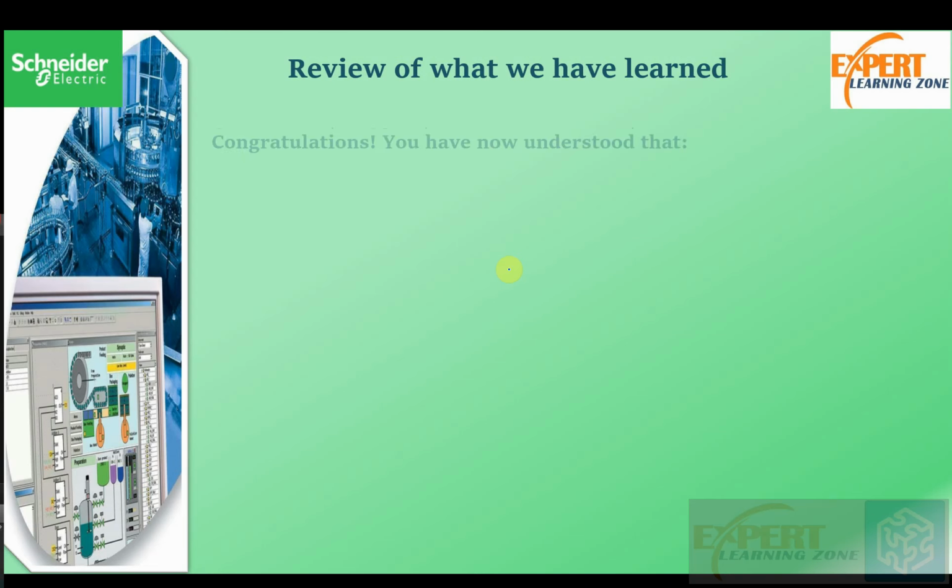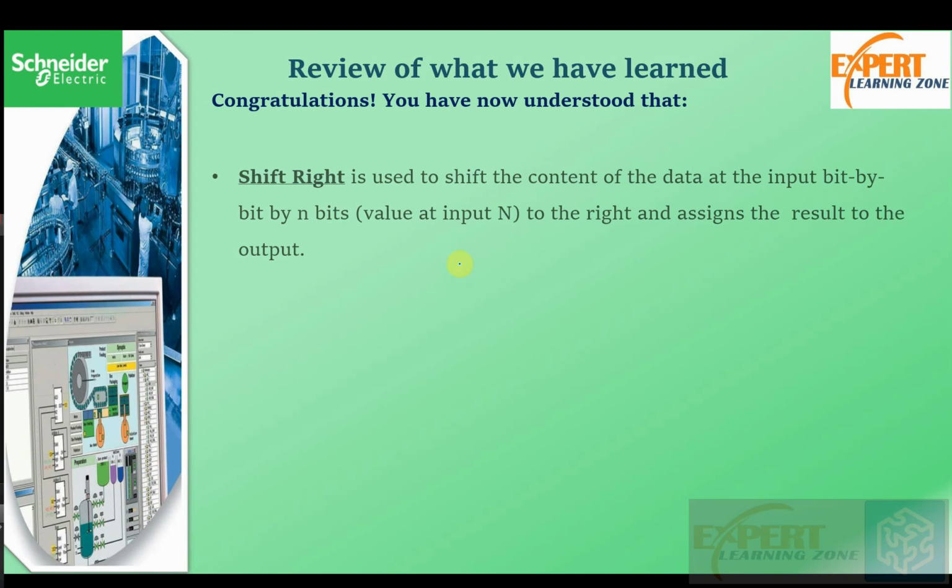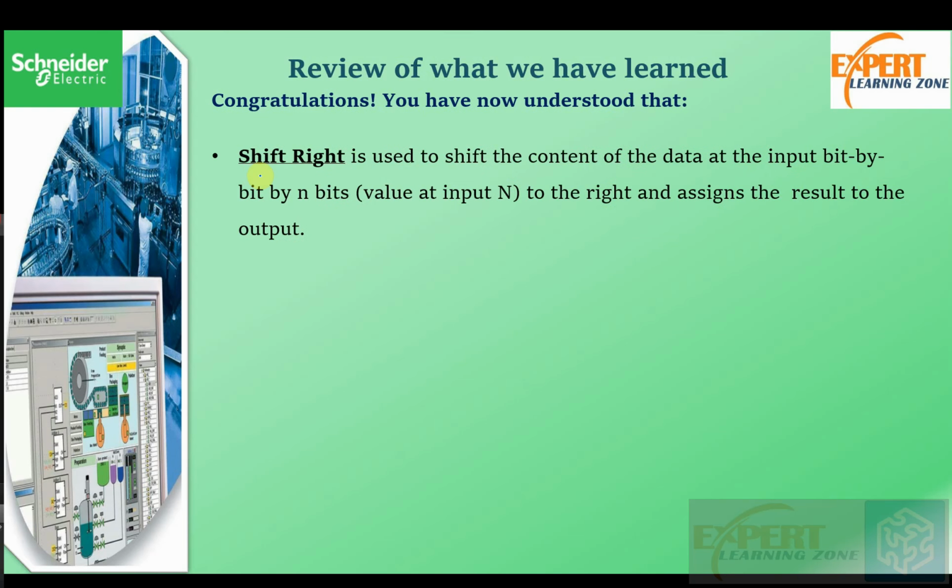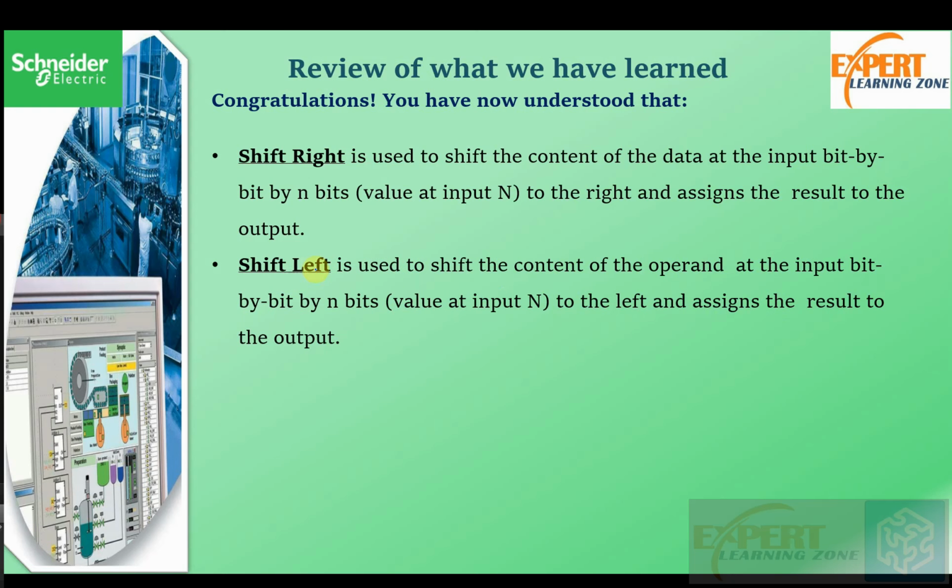Let's review what we studied. Here we have understood what the shift right means. It shifts the data at the input by n number of bits to the right, and the extreme data to the left are being lost. And shift left shifts the data at the input by n number of places bit by bit, and the data at the extreme right are being lost.